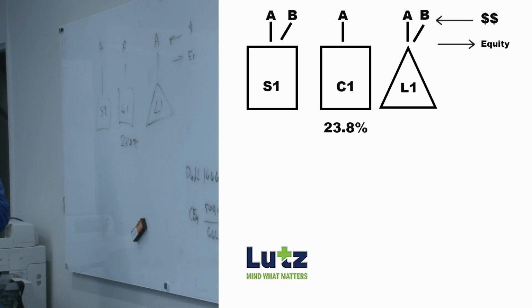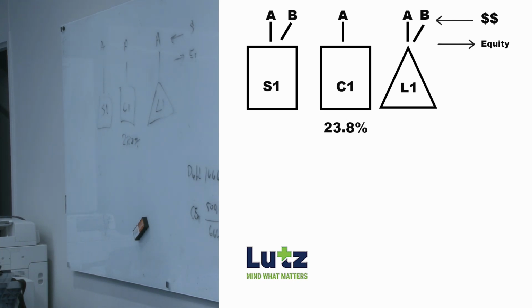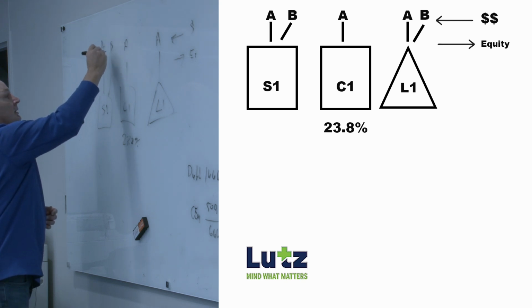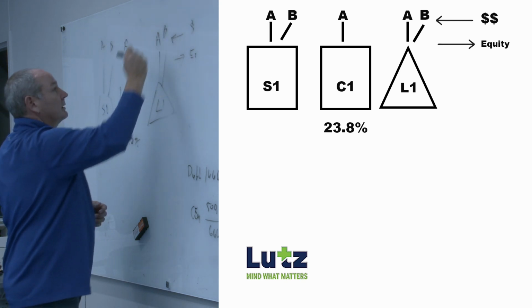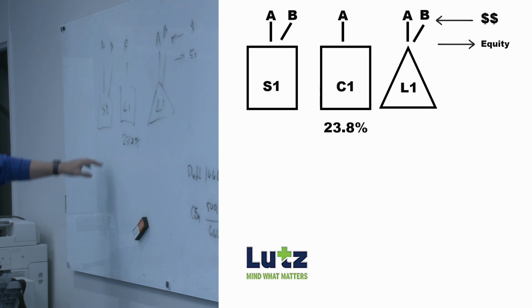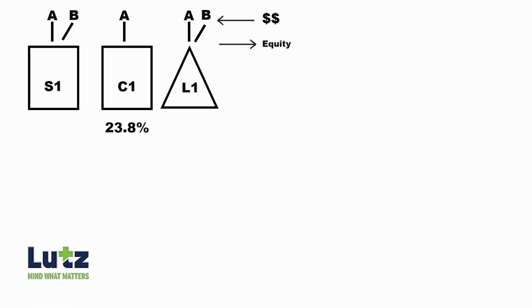Okay? C Corp stock is always going to be 23.8%. Always. Because there's no way to escape net investment income tax. And I've got A and B in S1 and A and B in L1, and everything all kind of loops together here.